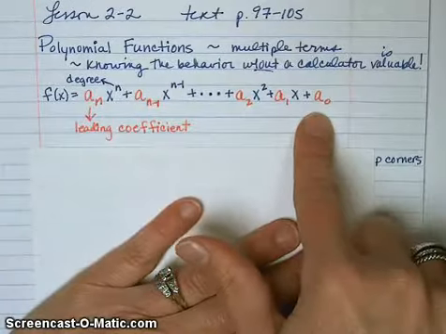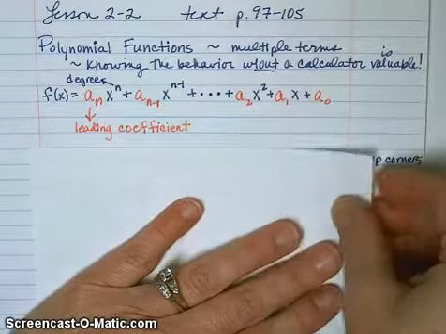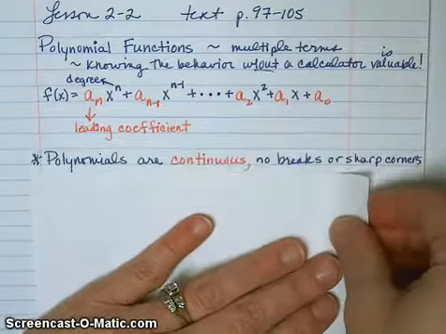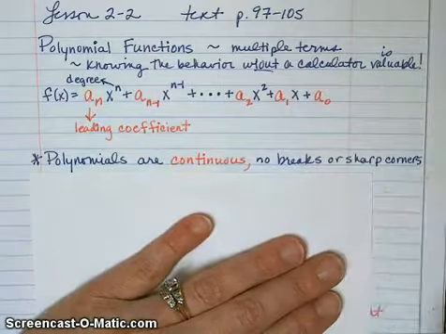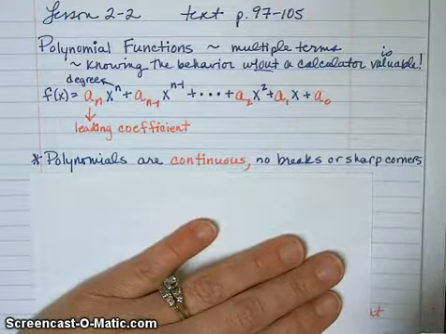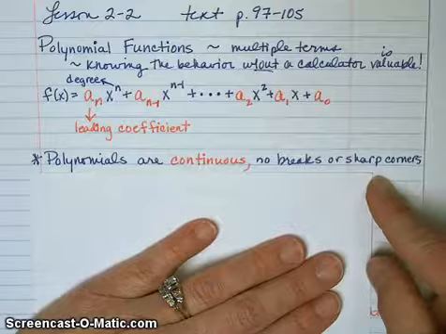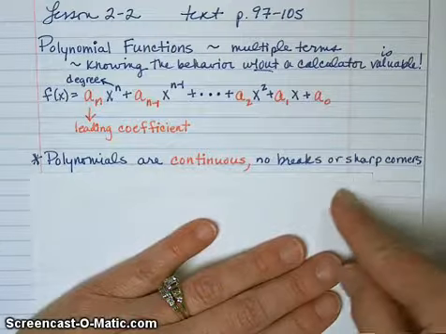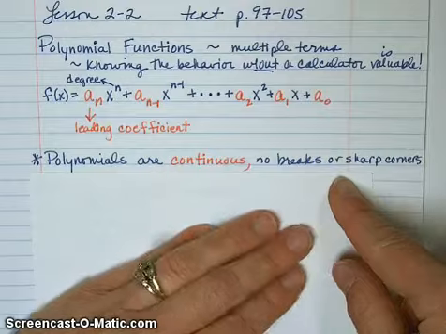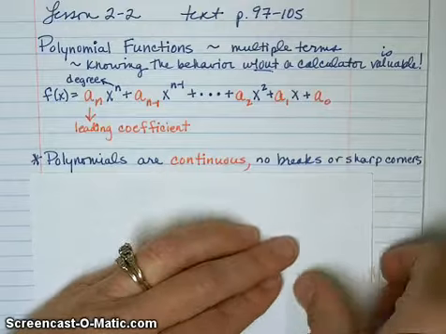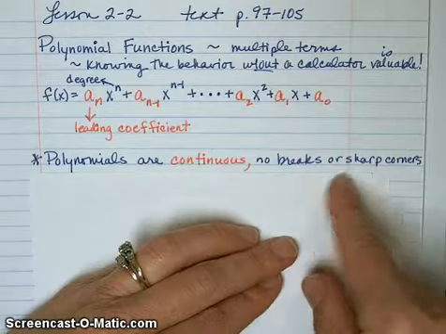Multiple terms. First thing I want to talk about is polynomials. Polynomial equations are continuous. No breaks. They're not piecewise functions. There are no sharp corners. They are curves, and you need to remember that when you're looking at it. Sometimes it might just say, is the following polynomial continuous? And if it breaks, if it has a sharp corner, you would say no.